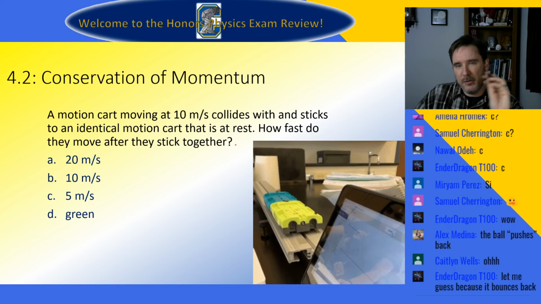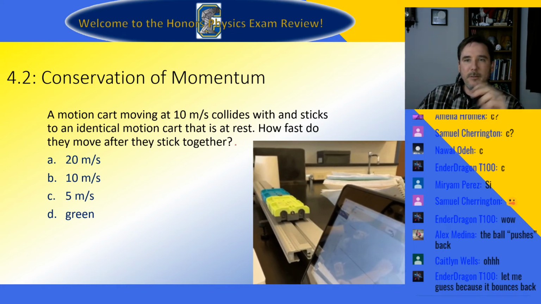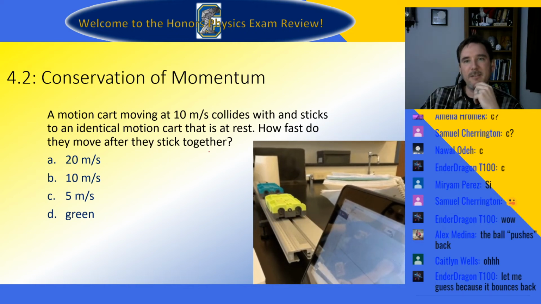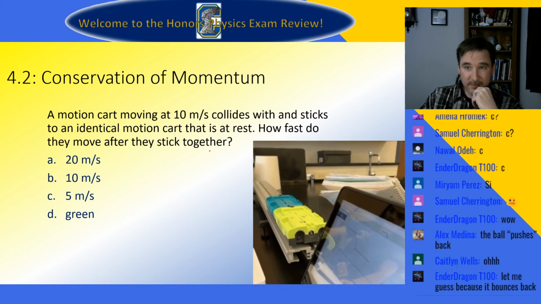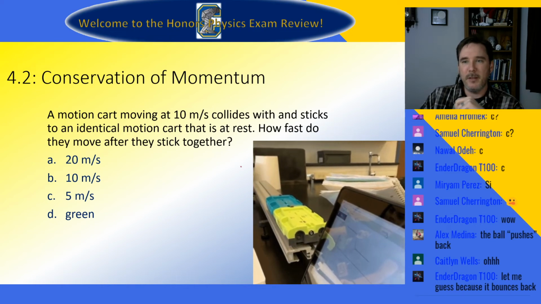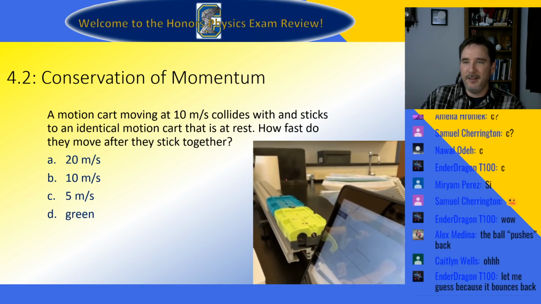There are not quite as many questions for this one because it's pretty straightforward, but a little bit more difficult in some ways. So we have a motion cart moving at 10 meters per second, colliding with and sticking to an identical motion cart that is at rest. How fast do they move after they stick together? Okay, so identical motion carts. Yes, this is from today.